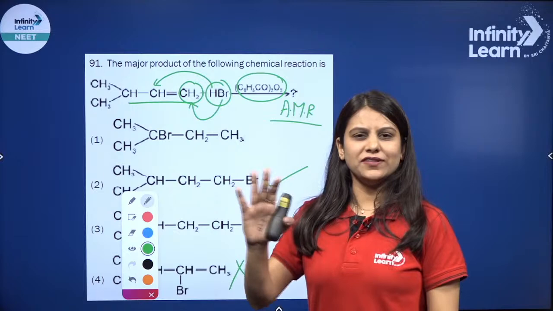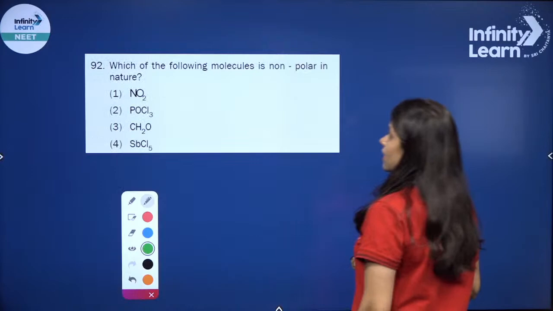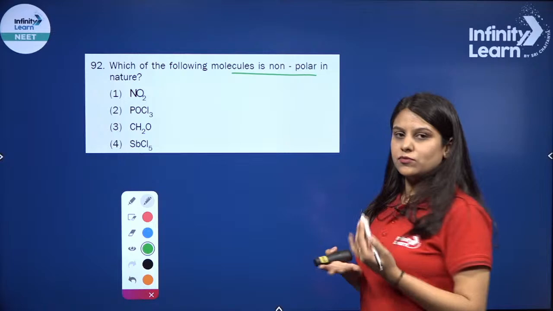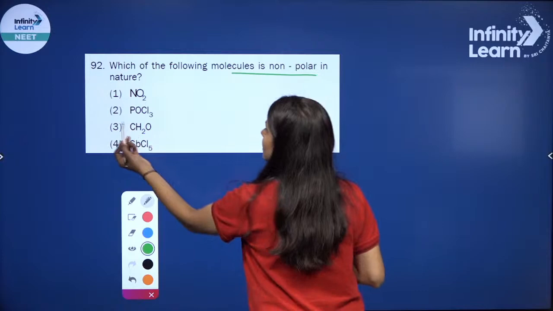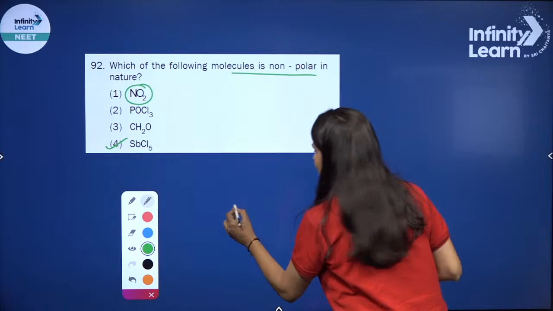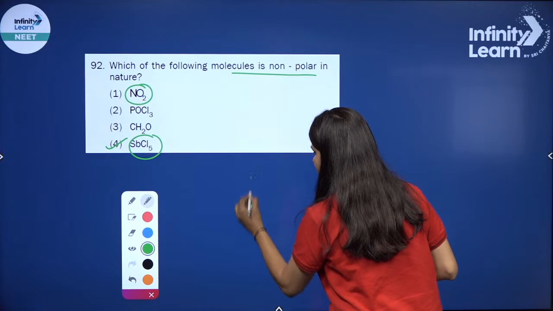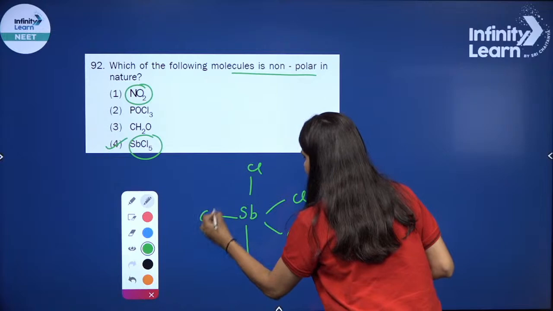Well done. Next question. Which of the following molecule is non-polar in nature? Now, we are talking about the non-polar molecule. So, we need to write the structure. Some of you have given the answer. Let's see. NO2. What is NO2? Let's start with SbCl5. So we need to identify what will be the shape. So shape will be SbCl5, this shape. Symmetrical, Cl, Cl, Cl. So what will be the dipole moment?